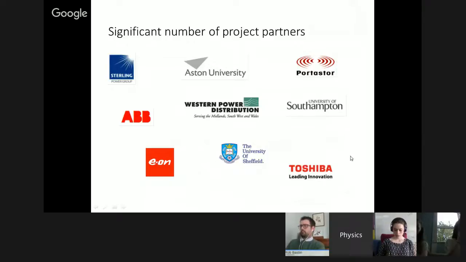Toshiba, they supply the actual batteries. And then there's Store, they made some of our cabins. And Sterling, they're like a specialist electrical contractor. So even though I do research, actually a lot of my job is about management, talking to these various people and making things run smoothly.